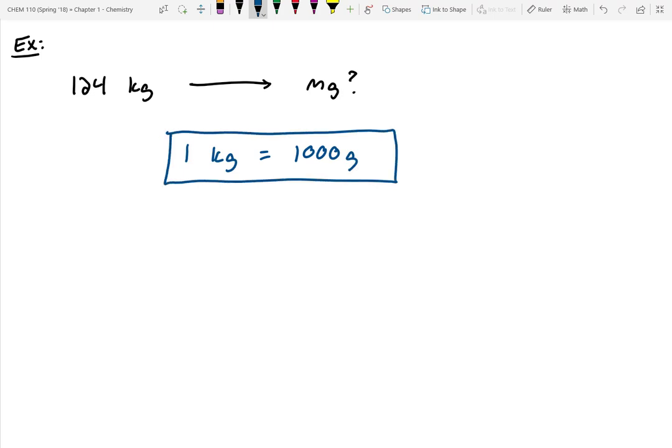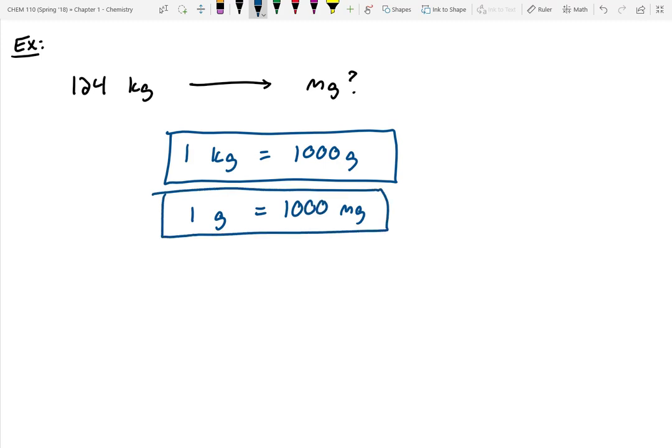However, that's not getting us to milligrams. So then what we need to do is say, all right, 1 gram is equal to how many milligrams? 1,000. So in certain circumstances, you may actually have to use 2 conversion factors to get where you want to go, right? So if we do this, we can say really quickly, all right, we know what we have is 124 kilograms. We may need to do multiple conversions.